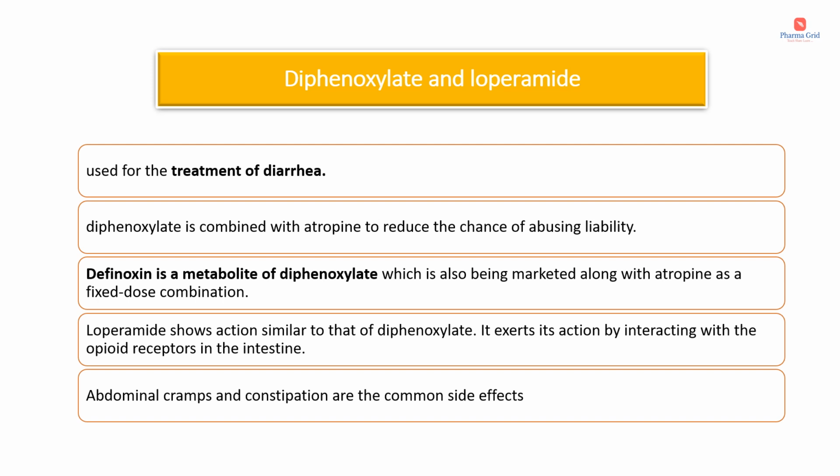Difenoxin is a metabolite of diphenoxylate, which is also being marketed along with atropine as a fixed dose combination. Loperamide shows action similar to that of diphenoxylate. It exerts its action by interacting with the opioid receptors in the intestine. Abdominal cramps and constipation are the common side effects.